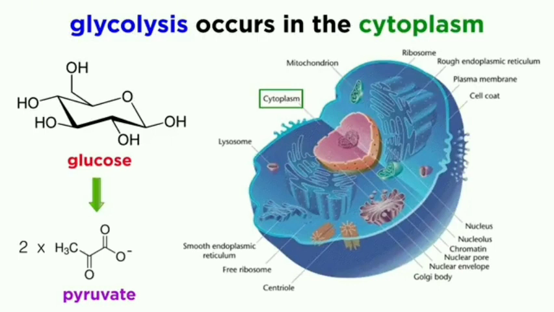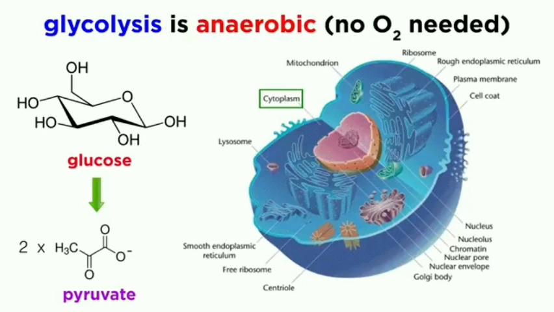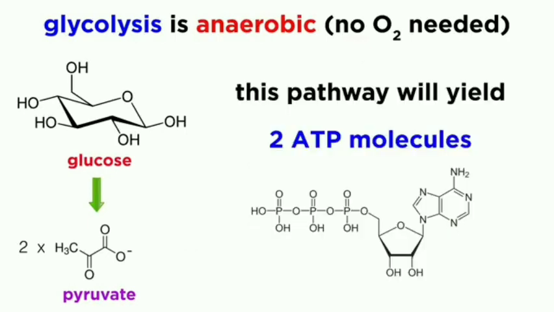This first pathway is actually anaerobic, meaning it does not require oxygen, so it is the most evolutionarily ancient metabolic pathway, occurring in even the simplest cells. In this pathway, one glucose molecule can yield a net of 2 ATPs.